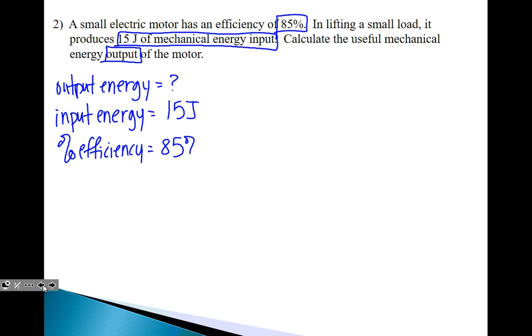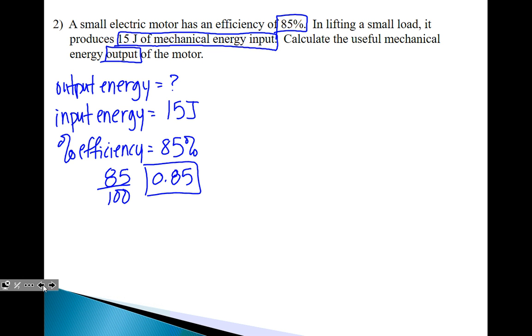Now, really importantly, kiddos, we know that 85% is 85 over 100, right? We can't use 85% in our mathematical equation because percent is a different concept than the actual raw number. The raw number is 0.85, and this is the number we use in our actual work.